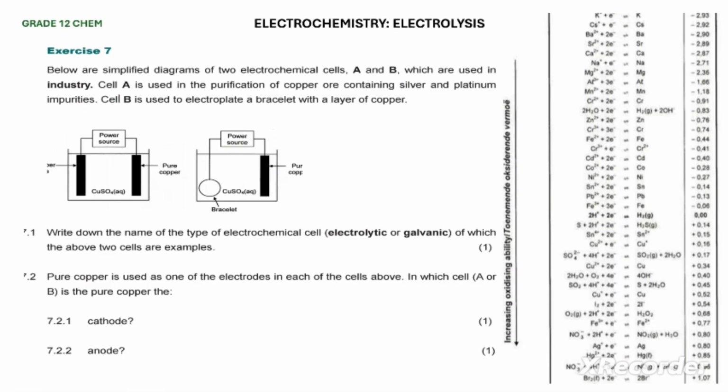I will provide you the answers to exercise 7. Below are simplified diagrams of two electrochemical cells, A and B, which are used in the industry. Cell A is used in purification of copper ore containing silver and platinum impurities. Cell B is used to electroplate a bracelet with a layer of copper.